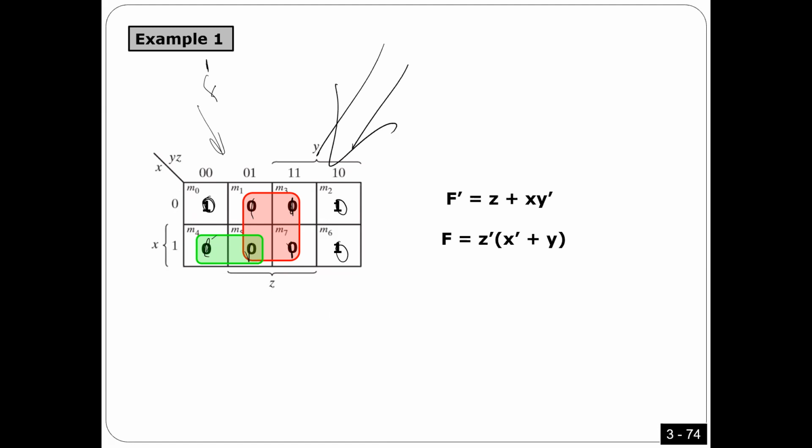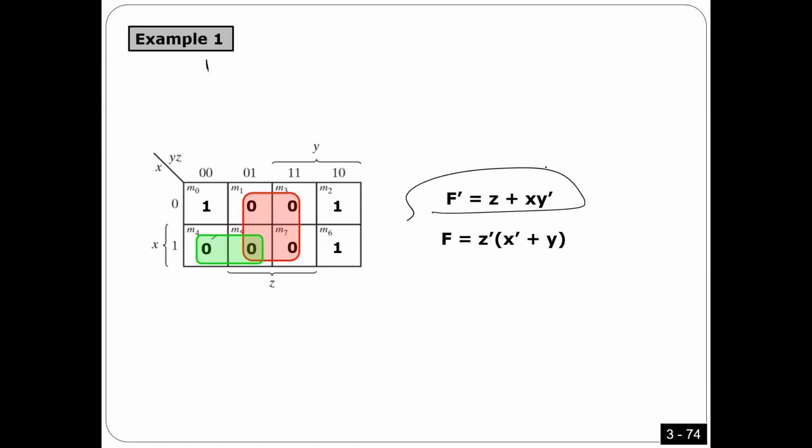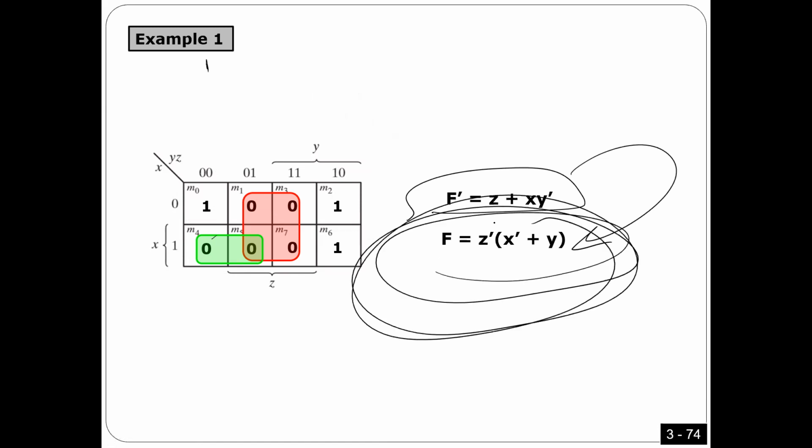You need to create groups of zeros. Your groups should not have any ones. Similar to what I said before, your group should not have any zeros, but now we should not have any ones. You need to cover all groups. However, what you are going to get here is actually F prime. So based on the simplification I did here, this is F prime. Then you can use De Morgan to convert F prime to F. This way, what I got here is actually the most simplified product of sum. Any questions?